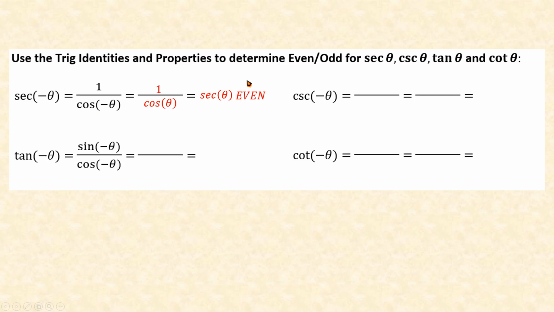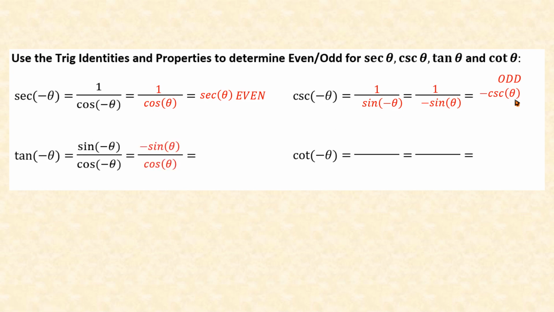So secant is even. It stays the same even if you have a negative theta. It's the same thing as you have of a positive theta. If you go to cosecant, you do the same idea. It's 1 over sine of negative theta, which is 1 over negative sine of theta, because sine is odd, right? So sine of negative is equal to negative sine. That gives you negative cosecant of theta. So cosecant of negative theta is equal to negative cosecant of theta, which is an odd function.